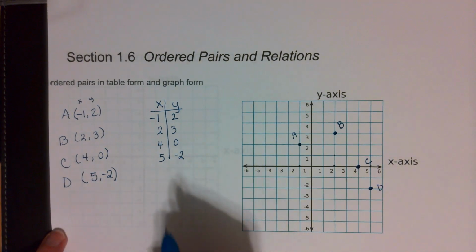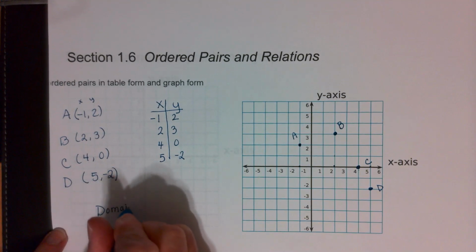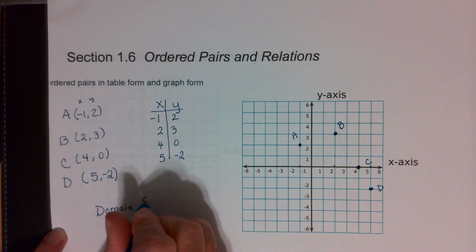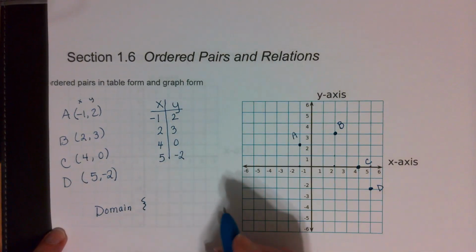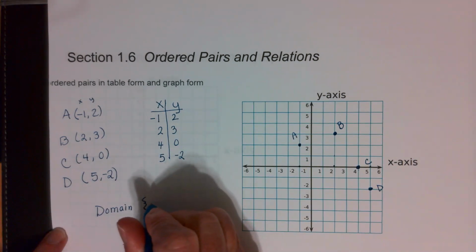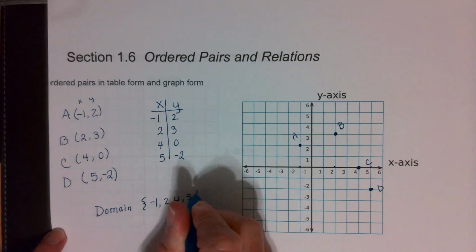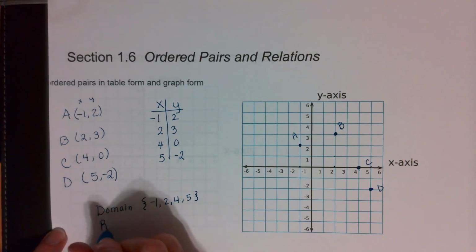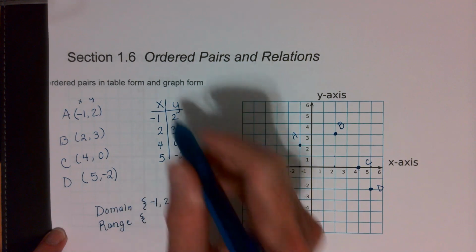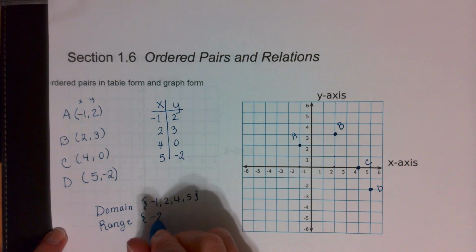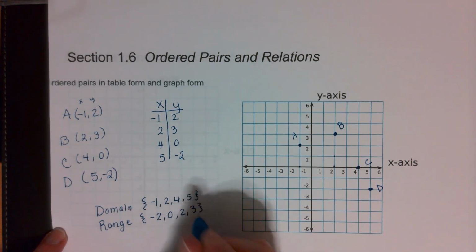Now, the other thing that they sometimes ask for is the set of the domain. The domain is the X points. So basically, it's these points. I want to do them in numeric order. Those actually are already in numeric order, from the smallest to the largest. And then the set of Y points is your range. From the smallest, it's -2, 0, 2, and 3.